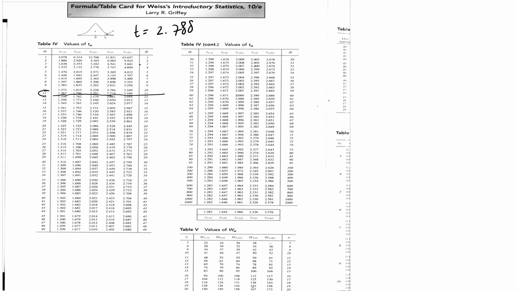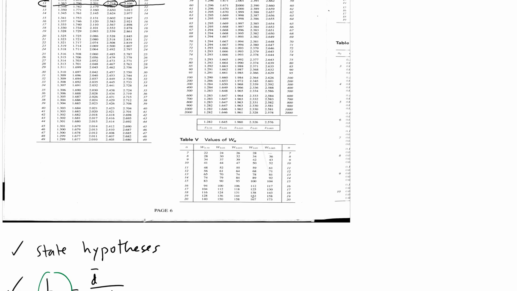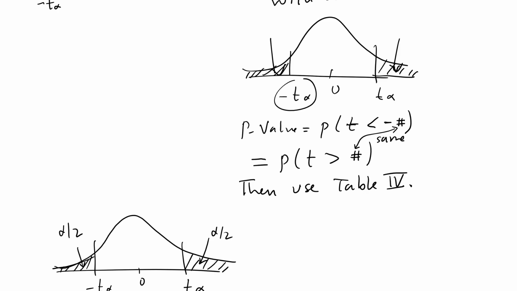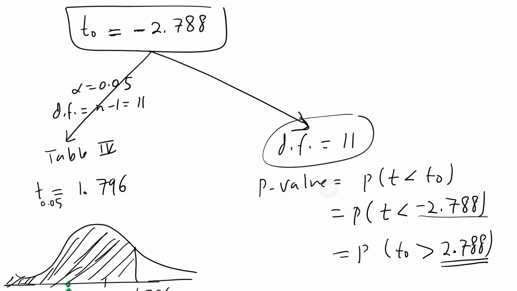So if we go across this degrees of freedom, what is the 2.788? You're not going to find it here, but you do find it's between 2.718 and 3 point something. So it's between this and this, t sub 0.005 and t sub 0.01. So that tells me that the p-value will fall between these two values.